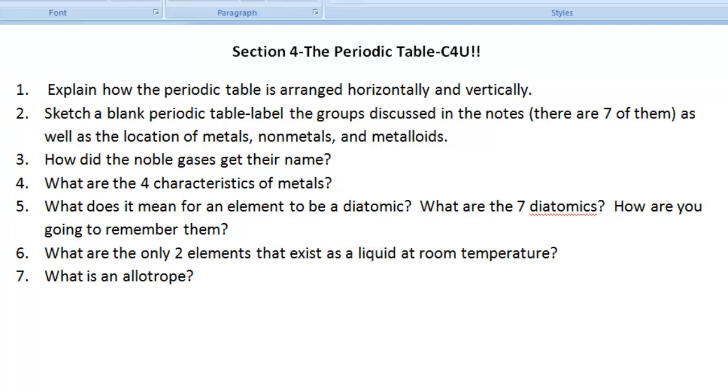Number 5, what does it mean for an element to be diatomic? And what are the 7 diatomics? And because you have to memorize these, what method are you going to use to do that? Number 6, what are the only 2 elements that exist as a liquid at room temperature on the periodic table? And number 7, what is an allotrope? Okay, so again, answer these questions, and this is what we'll discuss when we check your notes.